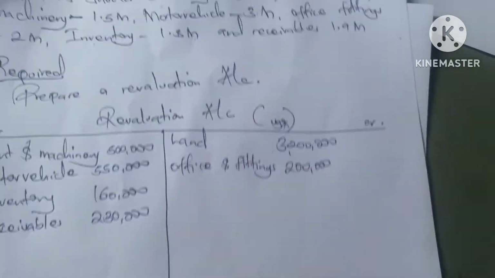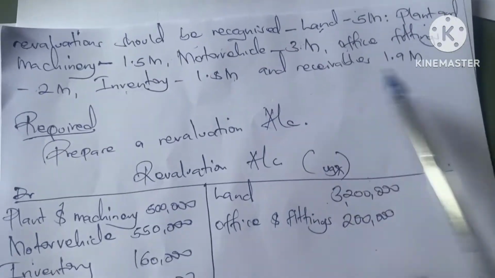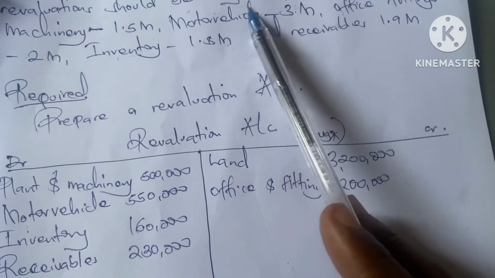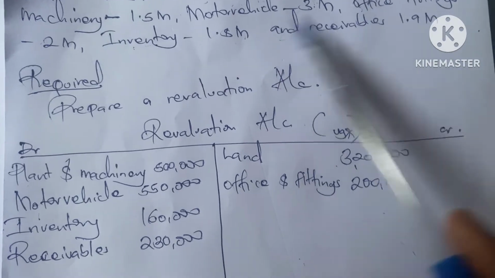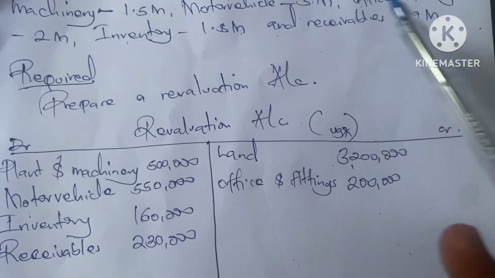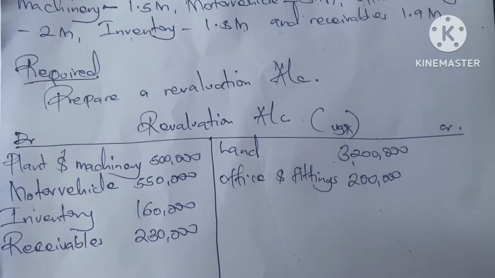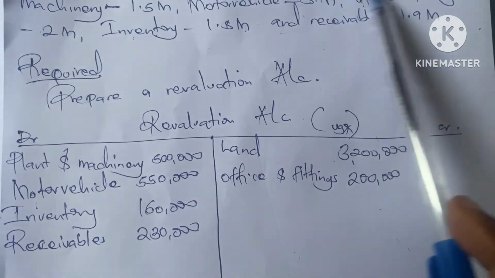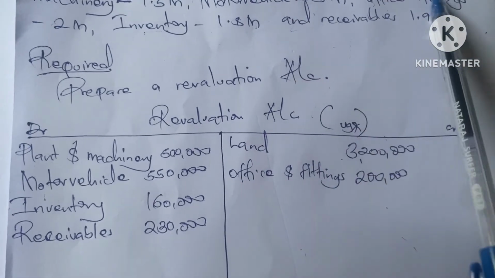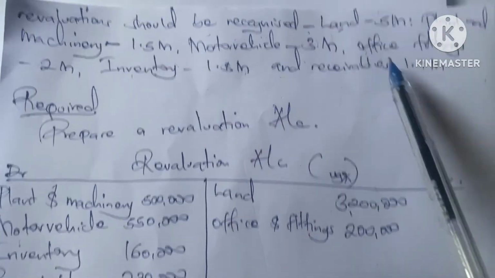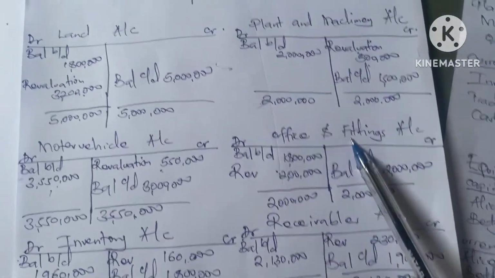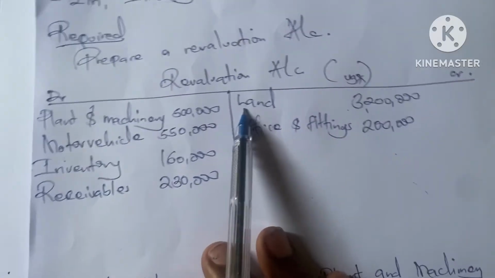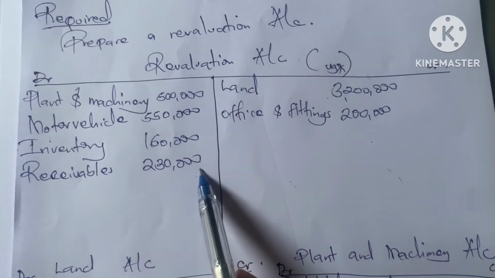Yeah, so the revaluations are done. In the revaluation account, we only consider the things that were said that they were revalued. What was not said, you ignore it. And you prepare an account for anything that was revalued. That's why we've prepared an account for land, plant and machinery, motor vehicle, office fittings, inventory, and then receivables. You prepare an account for everything that was revalued. These accounts are important. Yeah, so we are done, and this is our revaluation account.